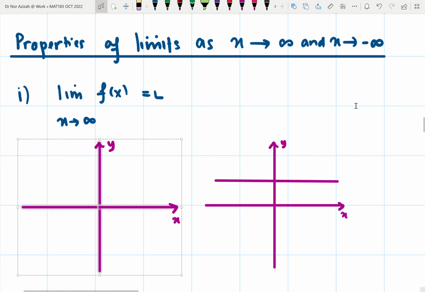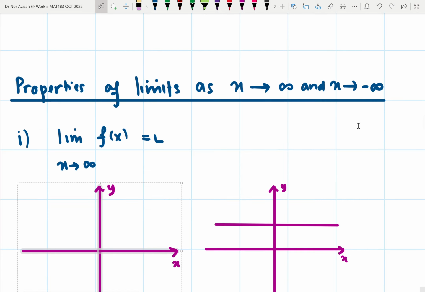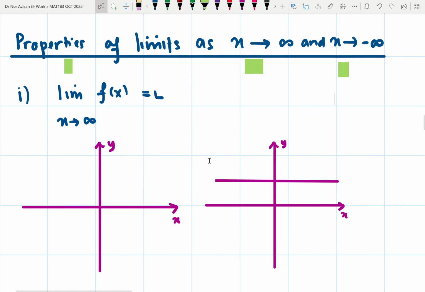Okay, let's now look at properties of limits when x goes to infinity and x goes to negative infinity. Properties of limits as x goes to infinity and when x goes to negative infinity. Okay, so number one, when the limit of f(x) when x goes to infinity, the answer is L. L is a number. That means the one-sided, two-sided limit exists.